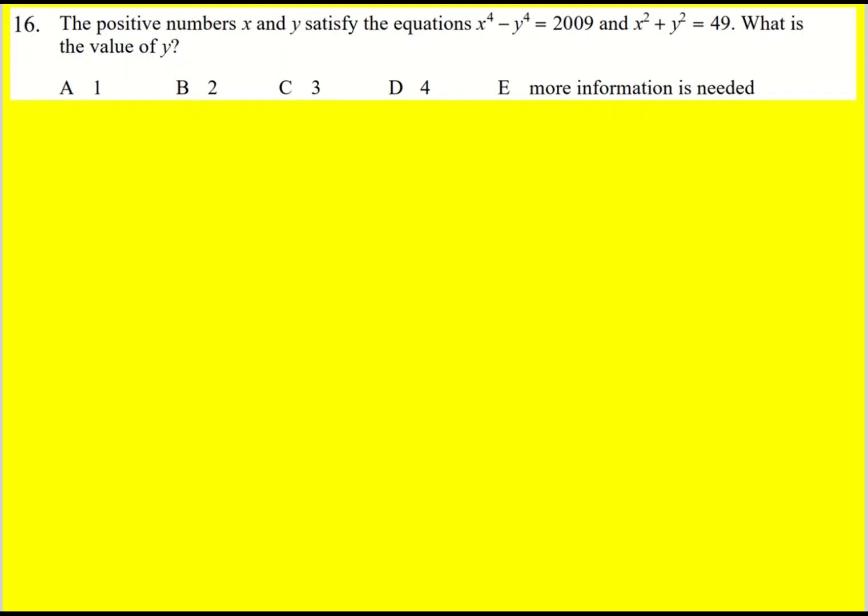Positive numbers, x and y, satisfy these two equations. What's the value of y? Now, straight away, looking at this one on the right, we're going to have x and y less than 7.